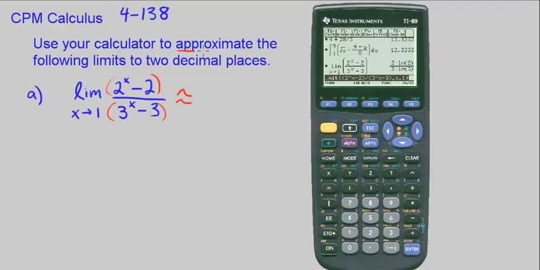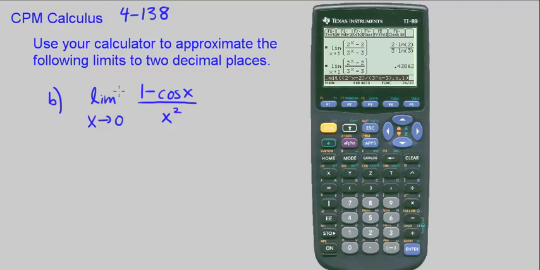The question says to approximate it to two decimal places. So I'm going to put the diamond, enter, and that's going to go ahead and approximate it. Two decimal places is just going to be 0.42, and that 0 next to the 2 means we don't round up. So that is the approximation, 0.42. Okay, let's go on to part B.